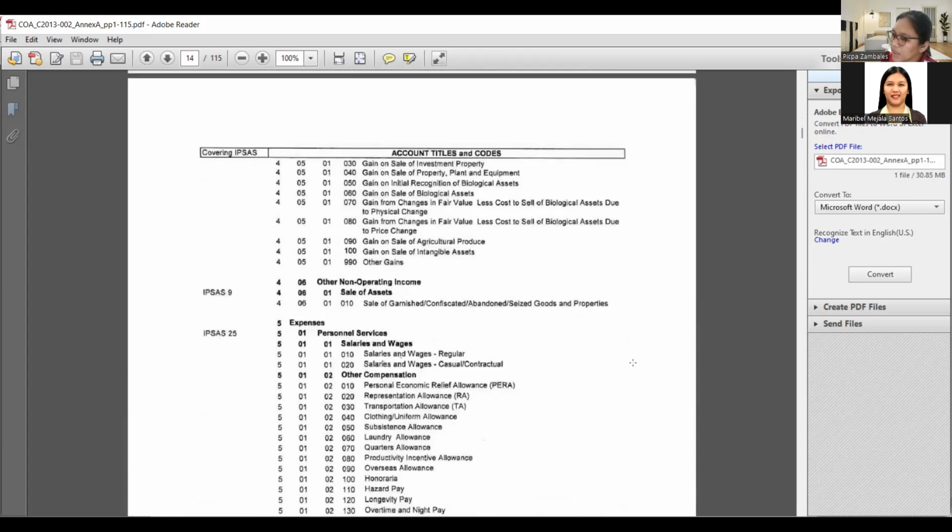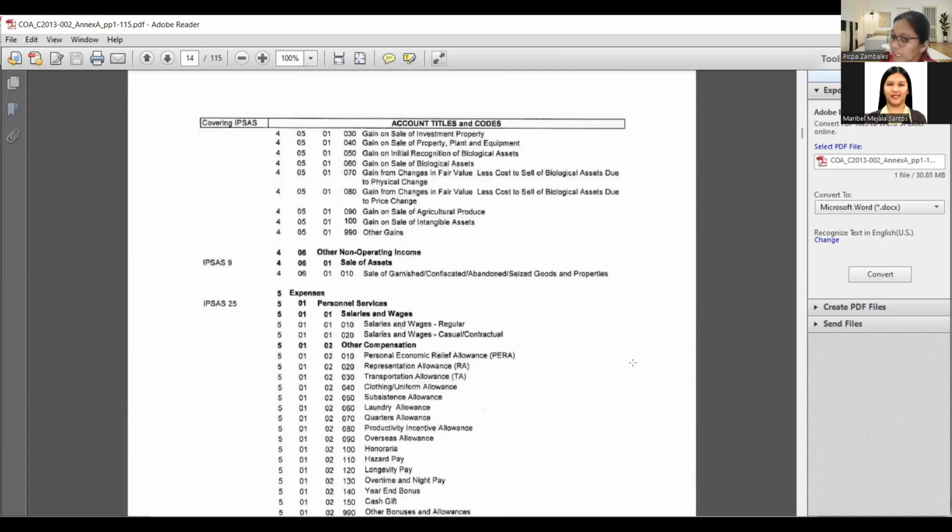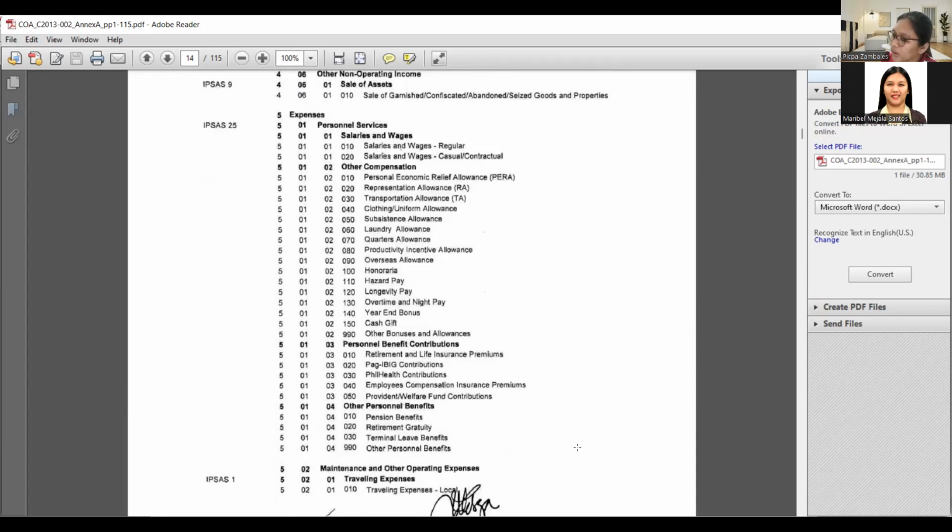Then expenses, we have personal services. Ayan, makikita mo sa personal services, so siguro dito na lang ako mag-focus, no? Salaries, other compensation, then lahat ng mga benefits mo yan, lahat ng contributions mo. Okay, nandyan na lahat ng makikita mong benefits. So, meron kang clothing, subsistence allowance, laundry, honoraria, cash gift, year-end bonus, other bonuses and allowances. Then you have your contributions, your retirement and life insurance, pension, terminal, etc.